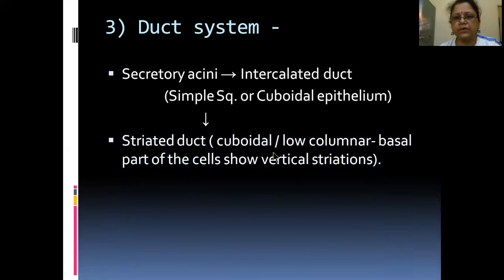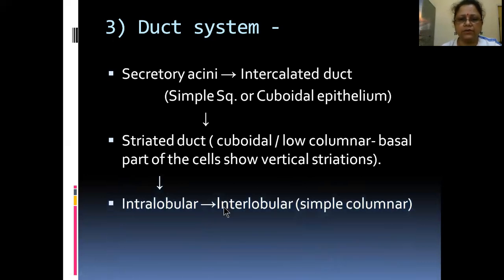Striated ducts are cuboidal or low columnar. You see, in the beginning, it was a flat cell, flat to cuboidal. Then the height of the cell has increased. You saw the caliber of the duct has increased and the height of the cell also has increased. Why is it called striated? Because the basal part of the cell shows vertical striations. I'll show you at the end of the class in detail.